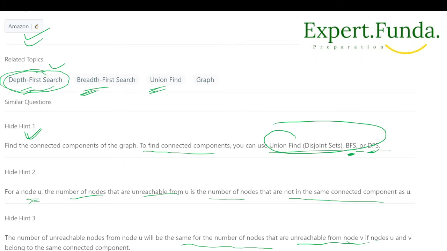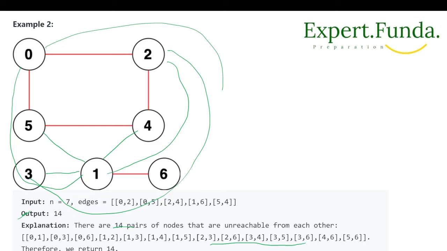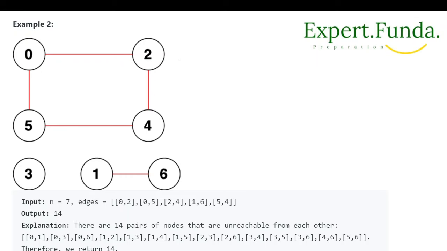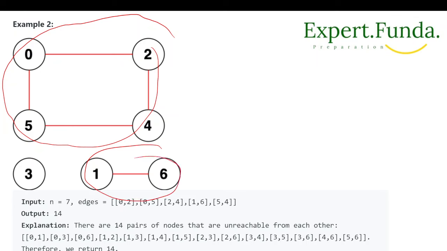In this example, I'm talking about example 2 that we have here, right? So this is our first component, this is our second component, and this is our third component. Okay, so in the first component, how many nodes do we have? 4 nodes, right? In the second, 2 nodes, and here 1 node, correct? So in total we have 3 components, and each component is not connected with the others, right?